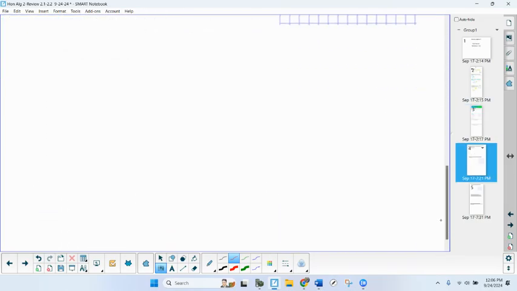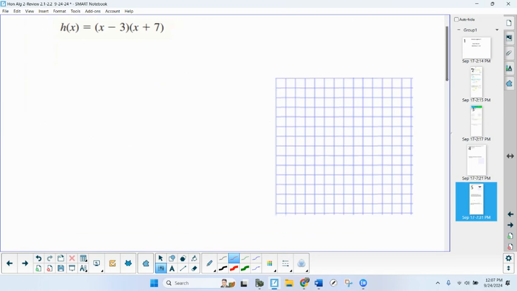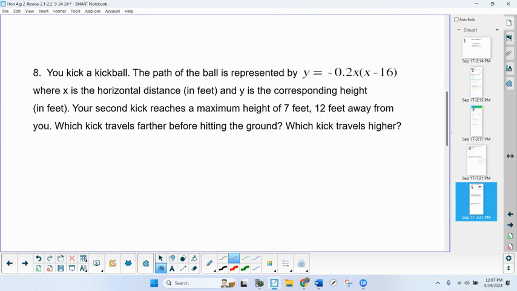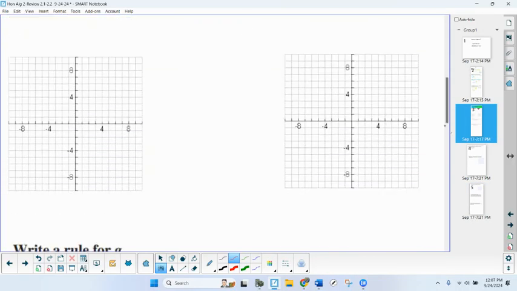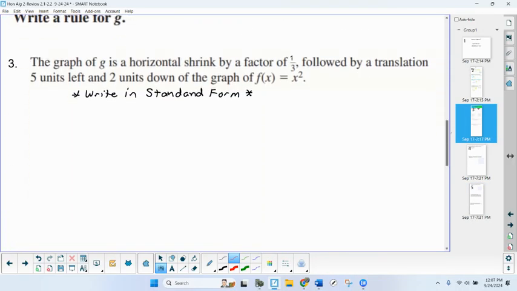Now, on numbers 7, was it 7 and 8? Where did I say in standard form? What number did I say? 3 and 4. On numbers 3 and 4, you must give me your answer in standard form. What does that mean? That means you have to take it and FOIL it out.